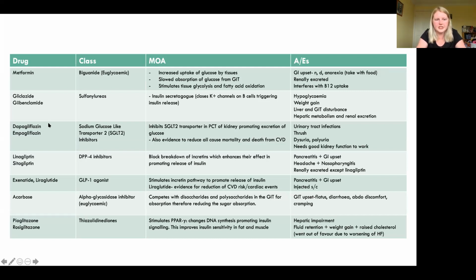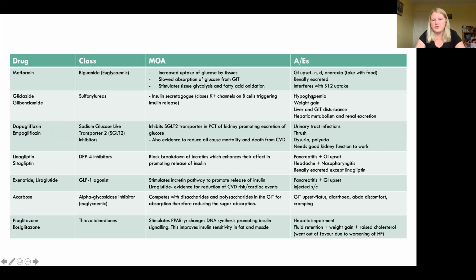Some of the newer agents are the SGLT2 inhibitors, and so these are working in the kidney to try and increase the excretion of glucose through the kidneys. But for this reason, they obviously require good kidney function to work. And this can run into a problem if you're not checking their kidney function on a regular basis, because then it will eventually lose its effect.